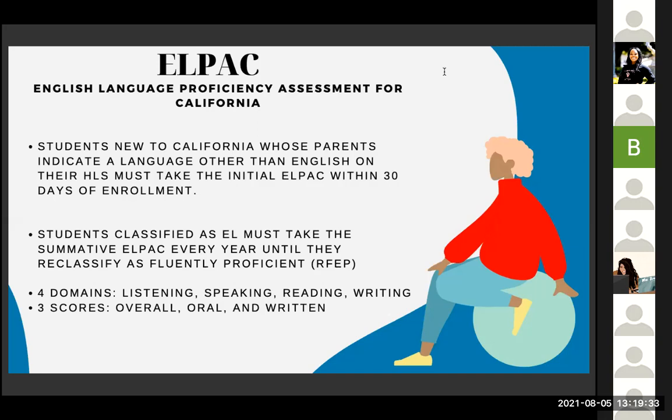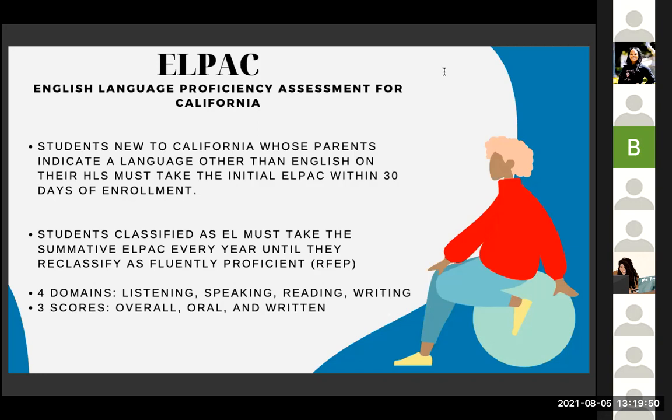And real quick, we're going to go over the LPAC. This is just 2 slides, but the LPAC is just a test: the English Language Proficiency Assessment for California. So students new to California, whose parents indicate a language other than English, must take this within 30 days of enrollment, which is huge.